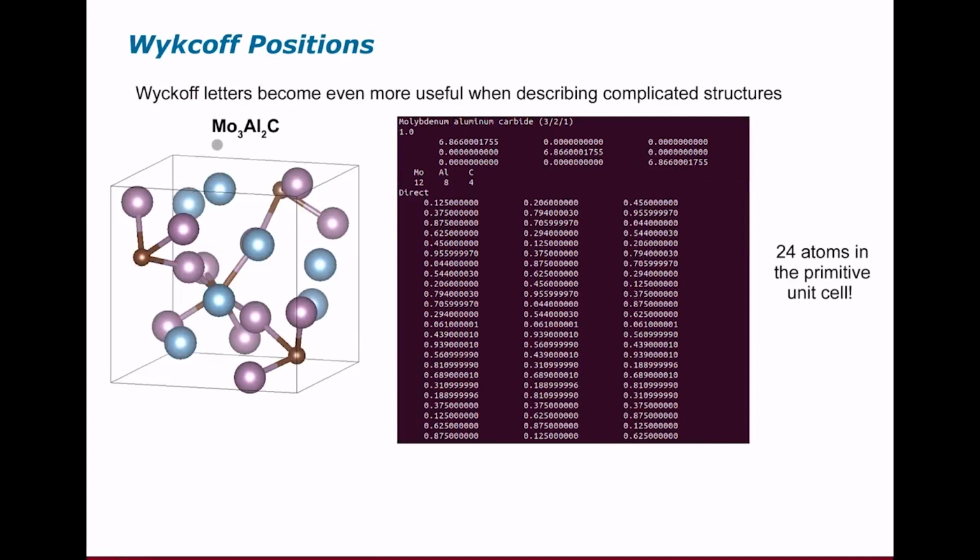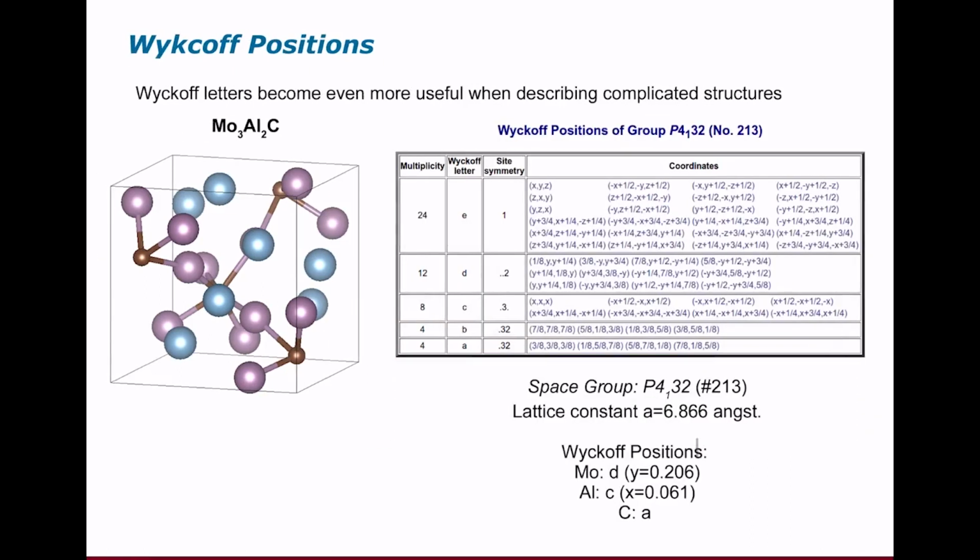Even though the chemical formula is rather simple, like molybdenum 3, aluminum 2, carbon, determining the structure becomes tricky because you need this long list of 24 different atoms' coordinates. Right? But it turns out that when you use the symmetry tools and the Wyckoff letters, this crystal structure is extremely easy to predict, to report.